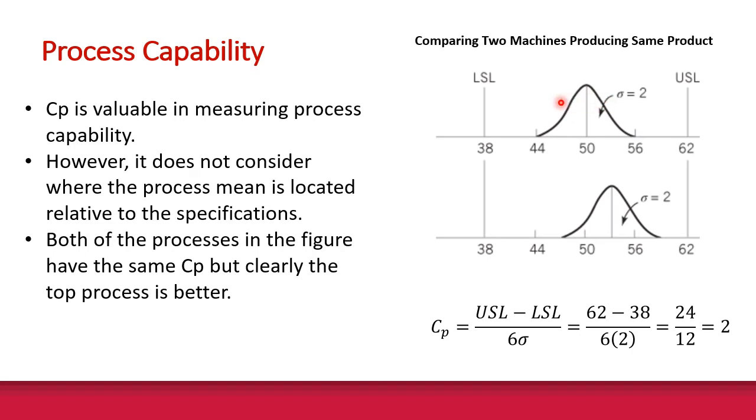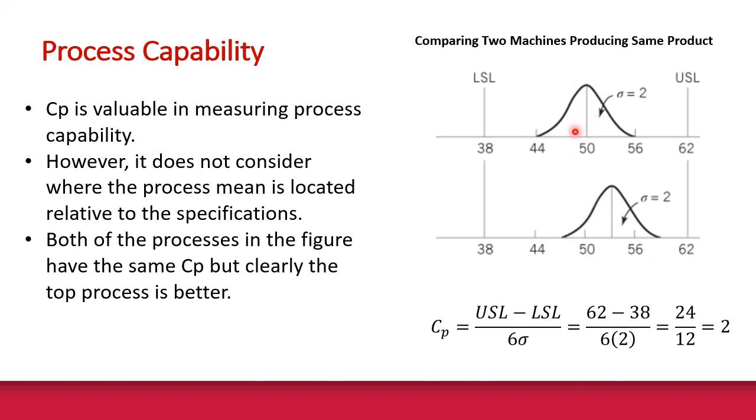In that case, if there's some drift and a little bit of variability, we have much further to go before we're producing products that are outside of specification. On the bottom machine, if we drift a little bit to the right here, we're going to be outside the upper specification limit.